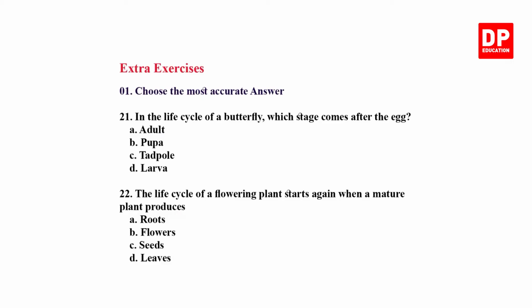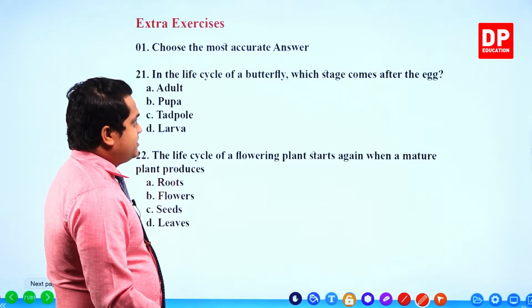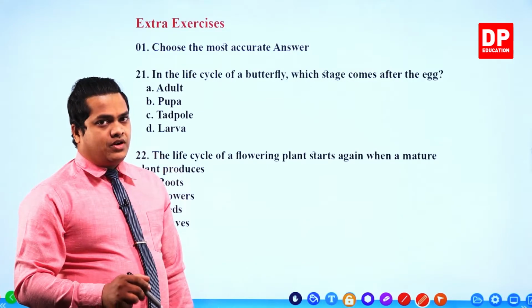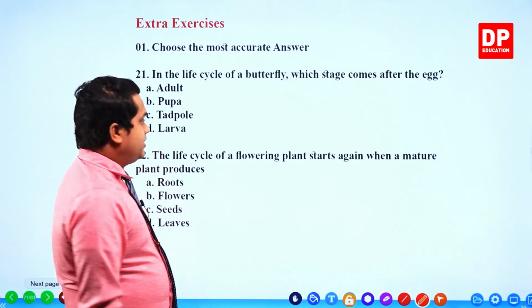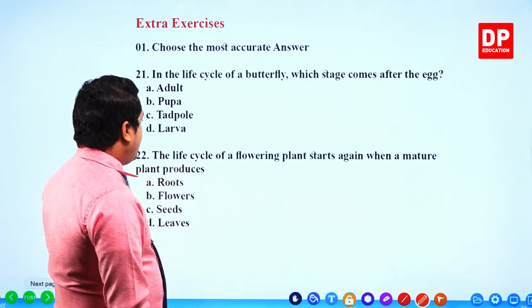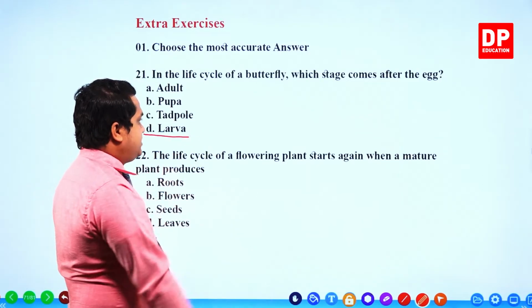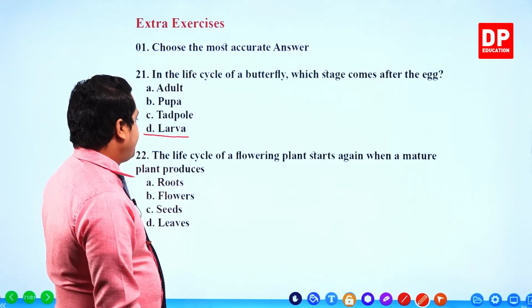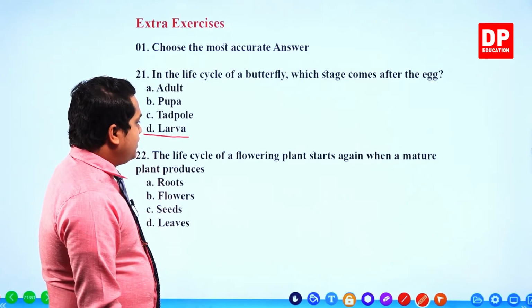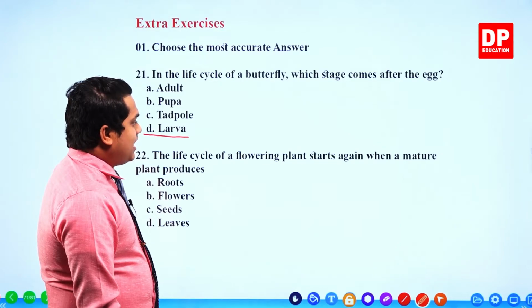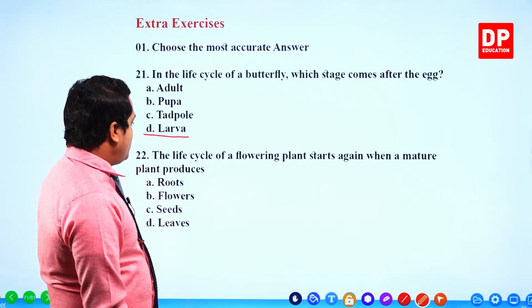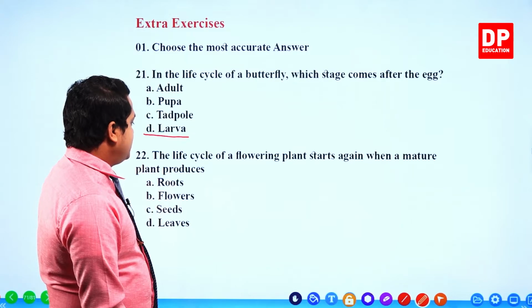Then the next one, in the life cycle of a butterfly, which stage comes after the egg? Pretty much a straightforward question, my dear children. After the egg, the larval stage comes. Larva then converts to a pupa, pupa to a butterfly. So, among adult, pupa, tadpole, larva, larva is the answer.